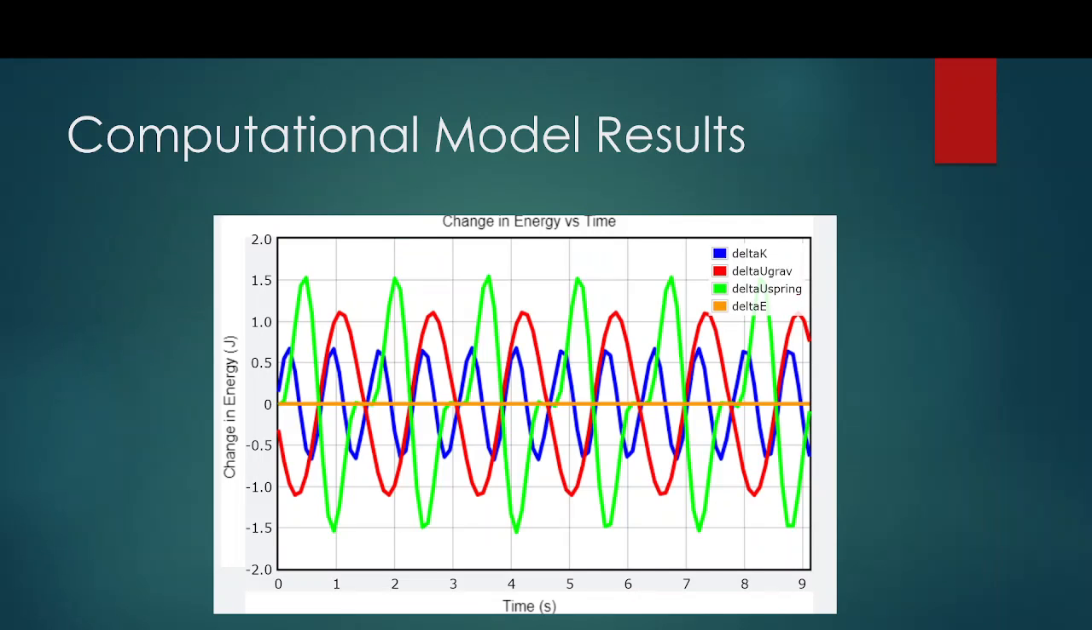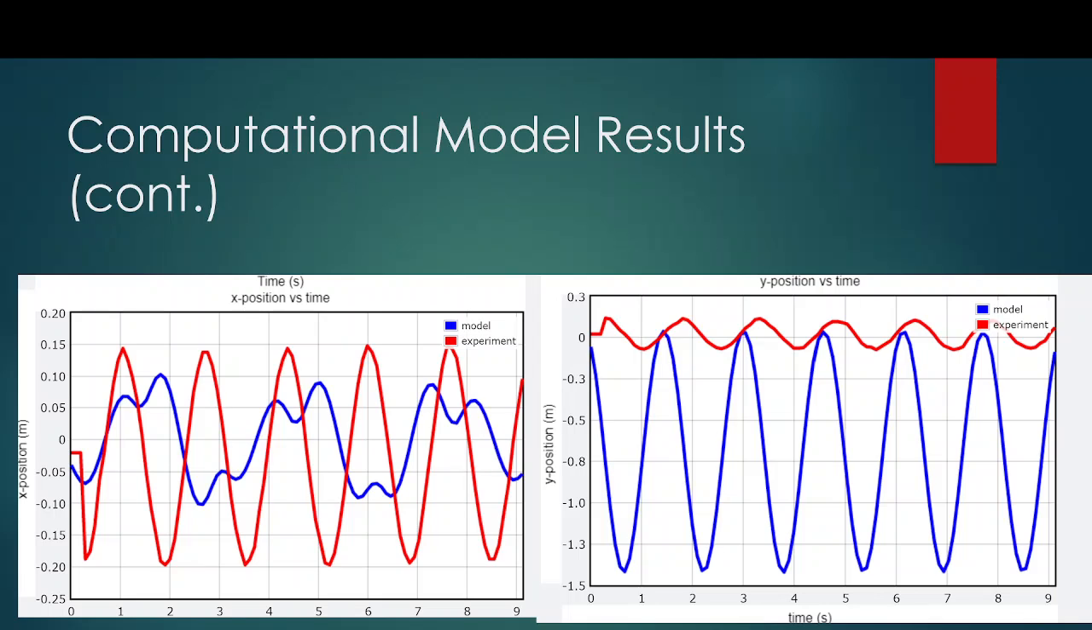So going to discuss the results. Here you can see that the total energy of the system is always 0, as you can see with that orange line, which is good. That's what we want. And you can also see that the spring potential energy and gravitational potential energy are oscillating back and forth, as is the kinetic energy, to make sure that the total energy is always equal to 0.